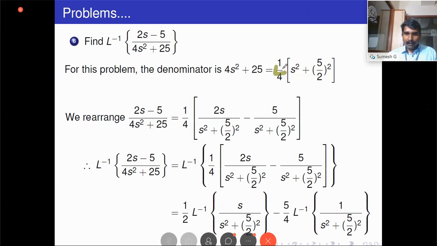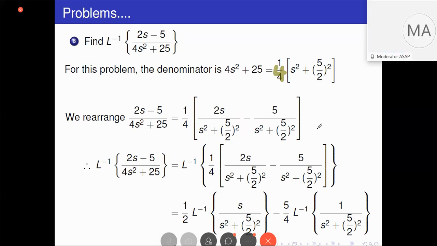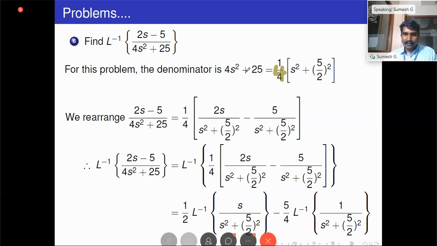We are taking 4 outside. Actually, in the slide I wrote it as 1/4, which is a mistake. It's actually 4. After rearranging, it is 4 only, because this expression is in the denominator. So the mistake is only in the first step. It's not 1/4. It is actually 4.